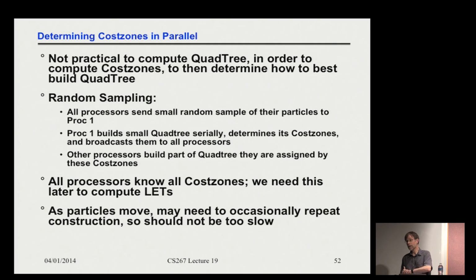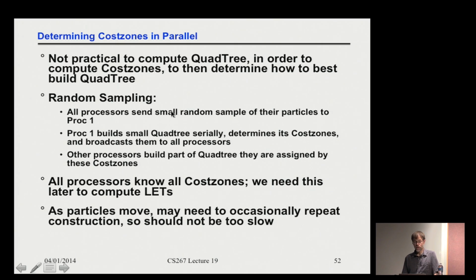If you're only going to build a Quadtree once, maybe you wouldn't care how much it cost. But in practice, you're going to have to update that Quadtree once in a while because the particles move. It may be perfectly good for a bunch of time steps, but every once in a while you're going to have to rebuild it, so we don't want it to cost that much. And it's a simple statistical sampling idea.